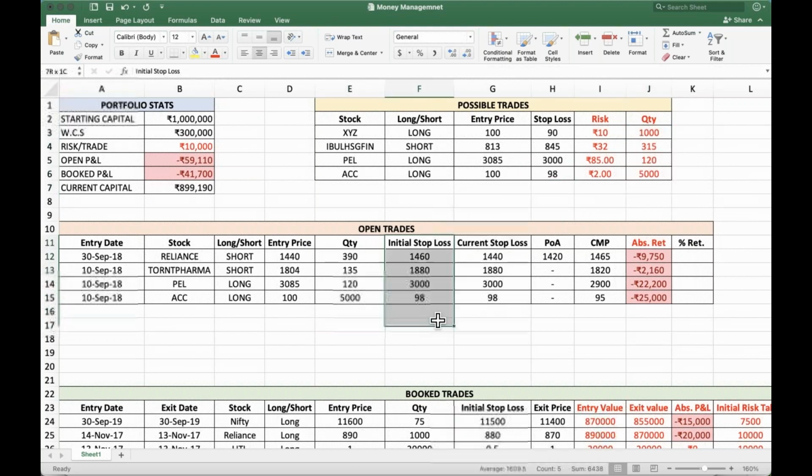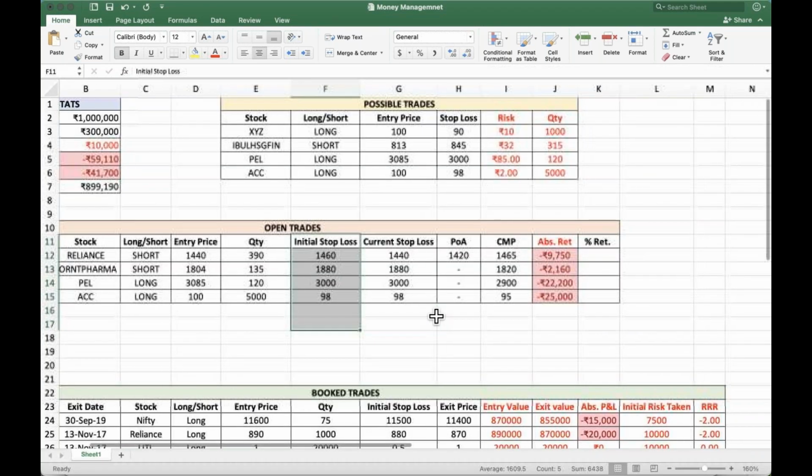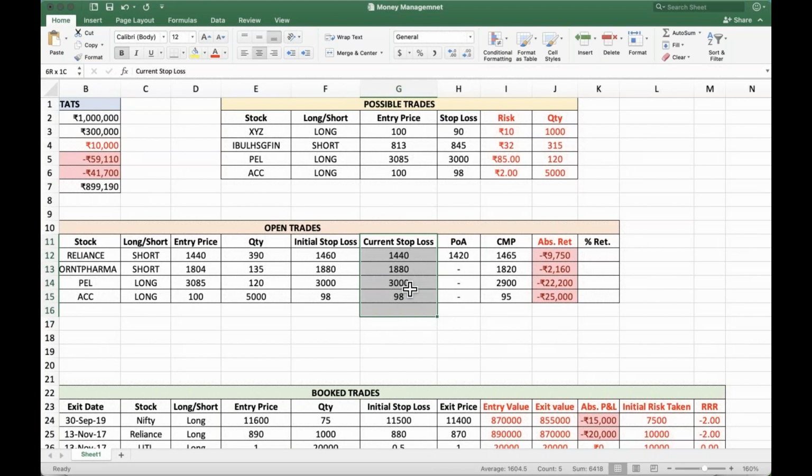Then the initial stop loss, the stop loss at first, when you first spotted the trading opportunity, at the very beginning of the trade, what was the initial stop loss? Then if you have trailed the stop loss, what is your current stop loss? POA, point of action, we'll come to this a little later. CMP, current market price. And based on the current market price, your absolute profit or loss.